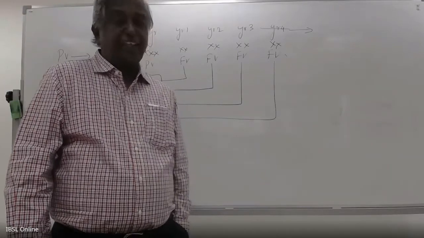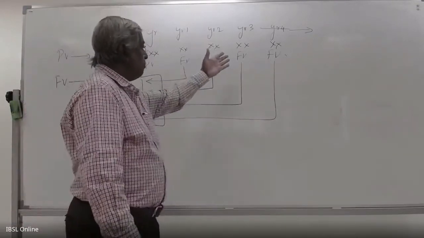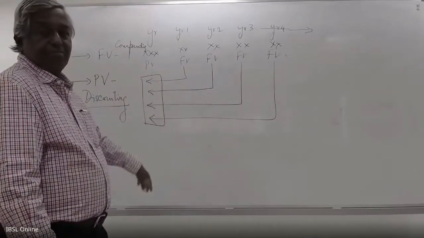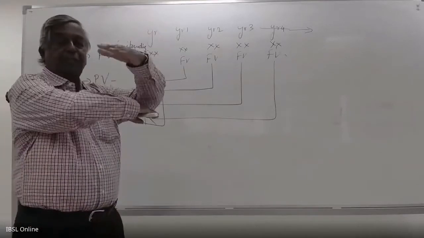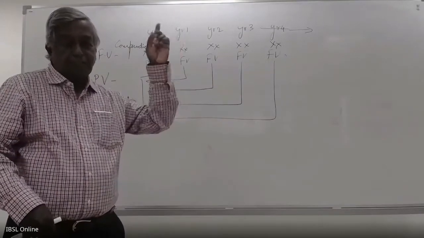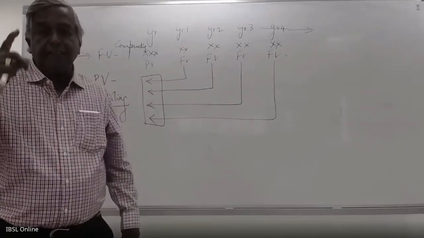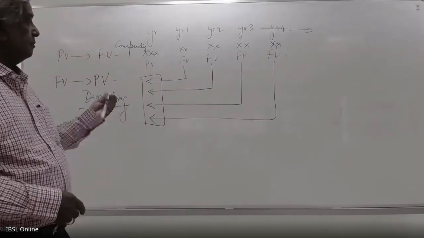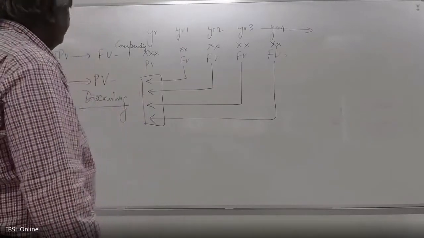Compounding is a technique converting present value of money to the future value. So compounding and discounting go in opposite directions. Compounding, converting present value to the future value. Discounting, converting future value to the present value. How to do it?